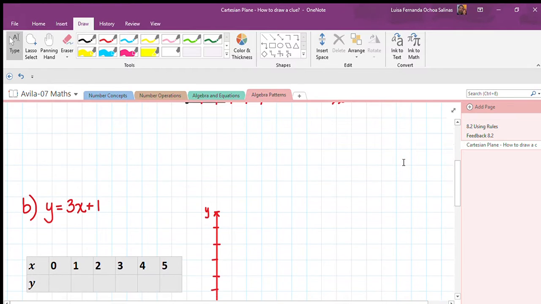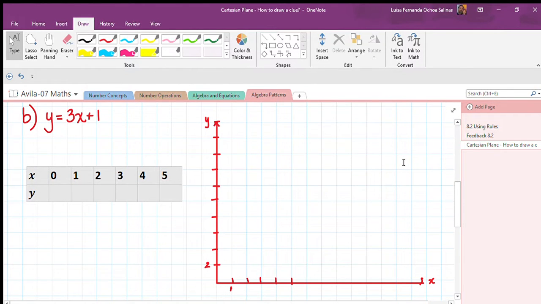Now to the second one. The second rule says y equals 3x plus 1. So we're going to substitute in again. If x is 0, 3 times 0 is 0, plus 1 is 1. So y is 1. If x is 1, 3 times 1 is 3, plus 1 is 4. If x is 2, 6, 7. If x is 3, 9, 10. If x is 4, 12, 13. And if x is 5, 15, 16.